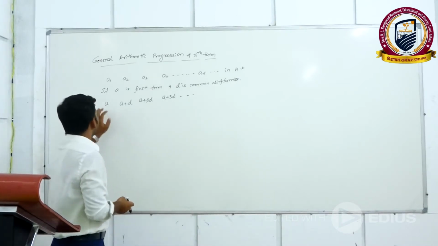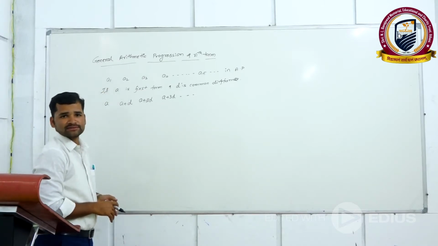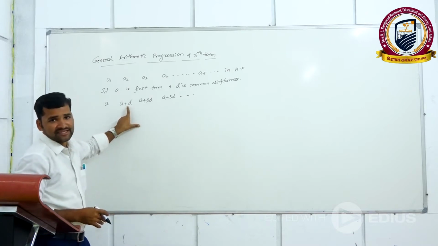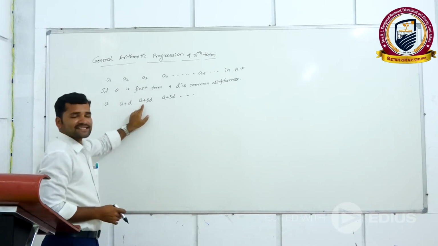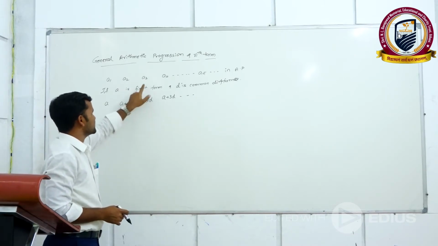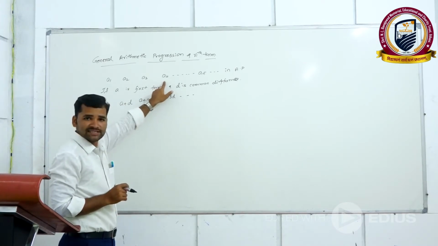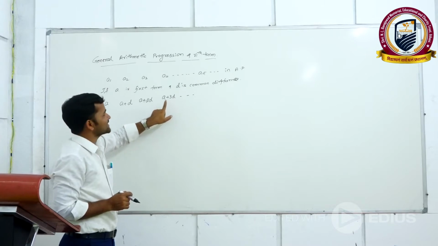Now look. First term a, a1 is there. And a2 is a plus 1d. a3 is nothing but a plus 2d. Here 2 is 3 minus 1. Next, fourth term: a plus 4 minus 1 into d, which is nothing but a plus 3d.